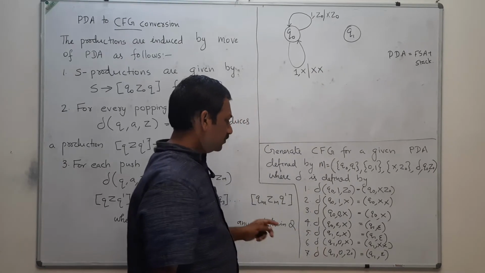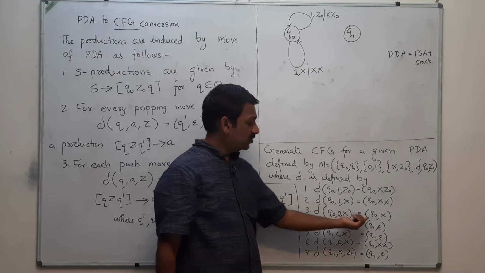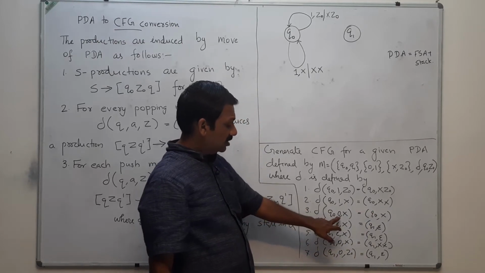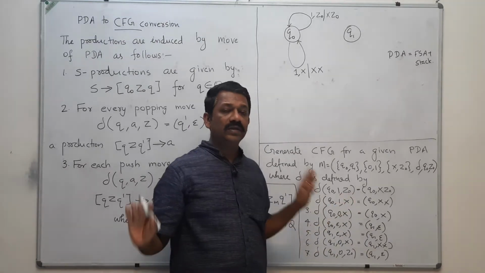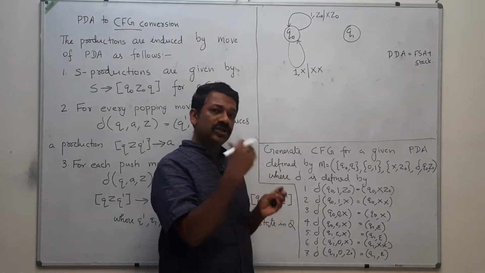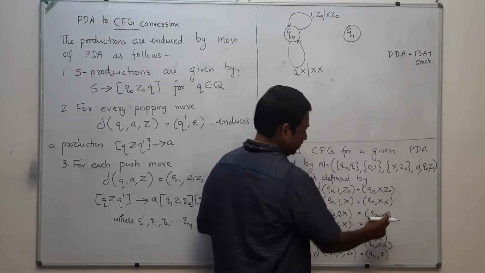Then next is delta of Q0, 0, X equal to Q0, X: if it is reading input symbol 0 and the current top of the stack is X, you are going to do nothing. You are neither pushing nor popping. You are going to keep this X as such.